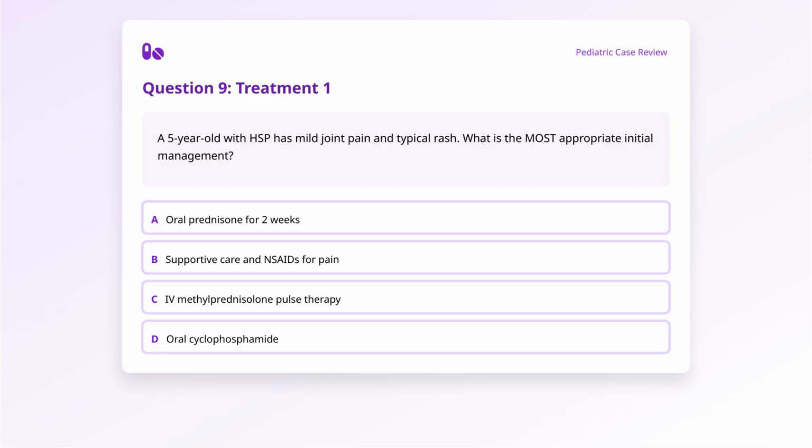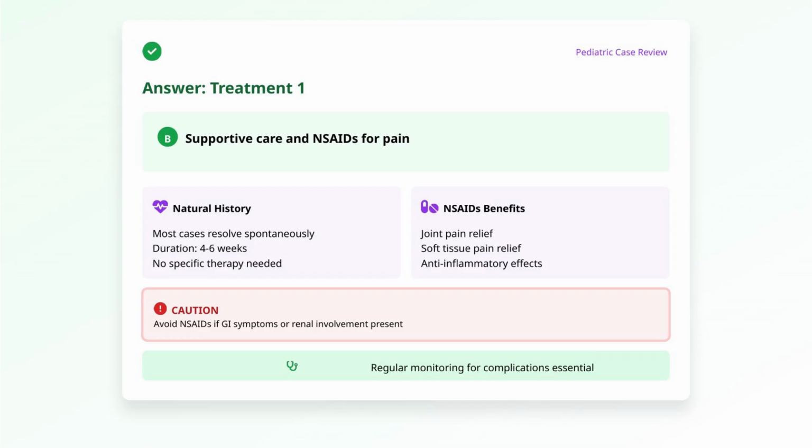A 5-year-old with Henoch Schönlein Purpura has mild joint pain and typical rash. What is the most appropriate initial management? A. Oral prednisone for 2 weeks. B. Supportive care and nonsteroidal anti-inflammatory drugs for pain. C. Intravenous methylprednisolone pulse therapy. D. Oral cyclophosphamide. The correct answer is B.